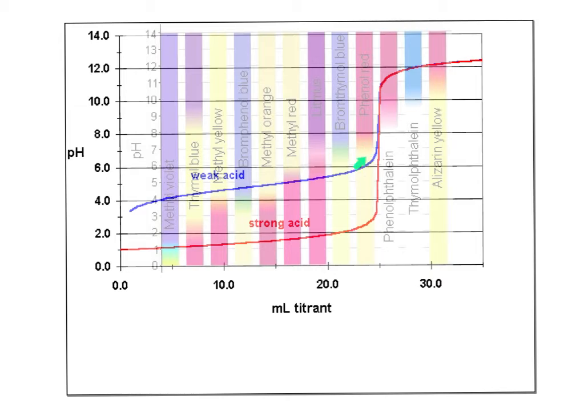Phenol red would be a good choice. It also goes from this yellow to the reddish pink color around a pH of 7.